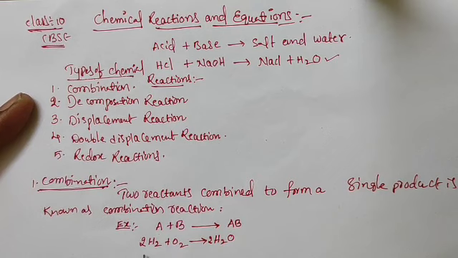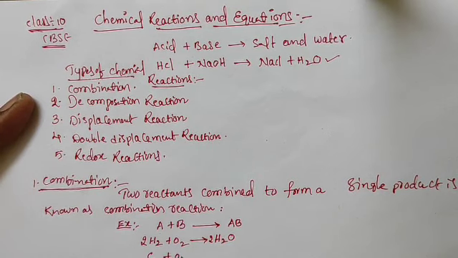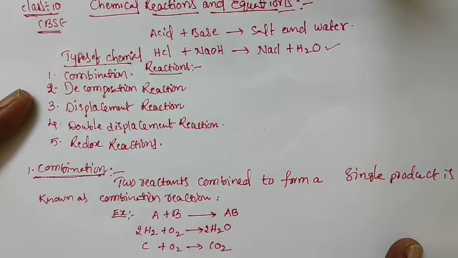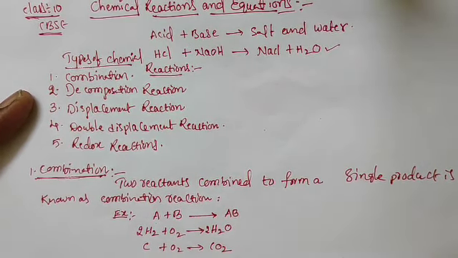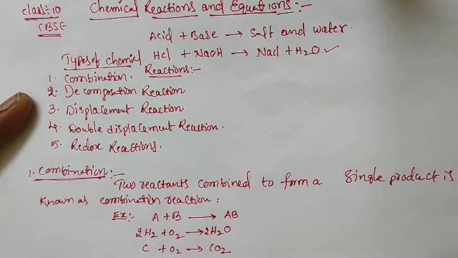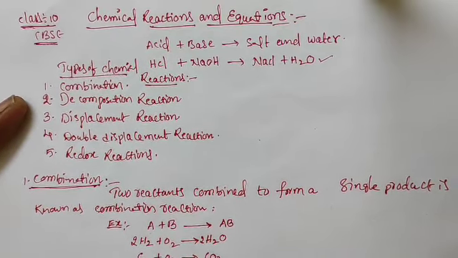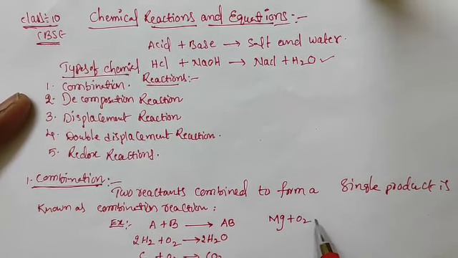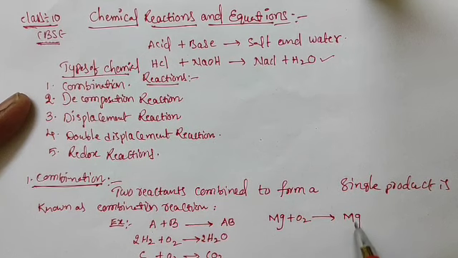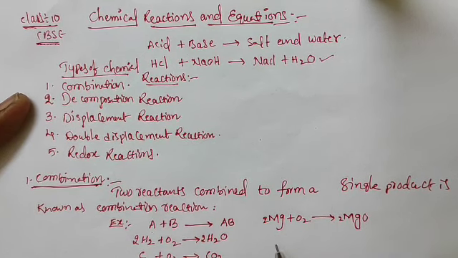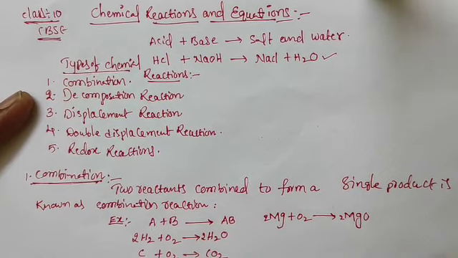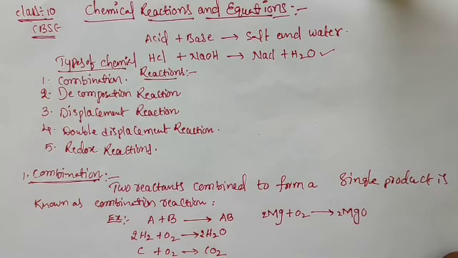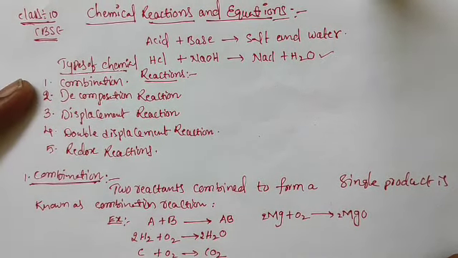Next, C plus O2 gives rise to CO2. This is also a combination reaction. One more example: Mg plus O2 gives MgO, like here 2MgO, here 2Mg. This is also a combination reaction. So all combustion reactions are combination reactions.